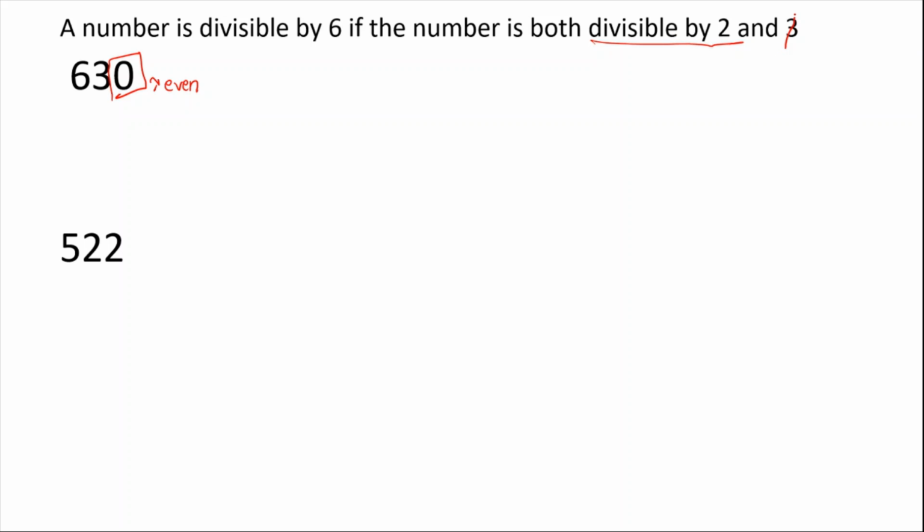Now let's see if it's also divisible by 3. To see if it's divisible by 3, what we need to do is add up all of these digits. It'll be 6 plus 3 plus 0, and you will get 9. Now next, we need to divide this number by 3. Now it will be 9 divided by 3, and we will have a total of 3. So now, this number is divisible by 2 and also 3. So this number, 630, is divisible by 6.